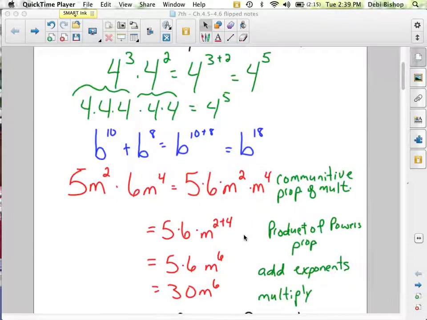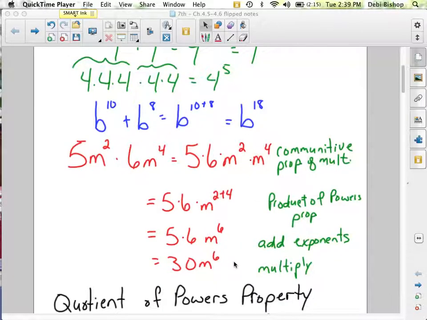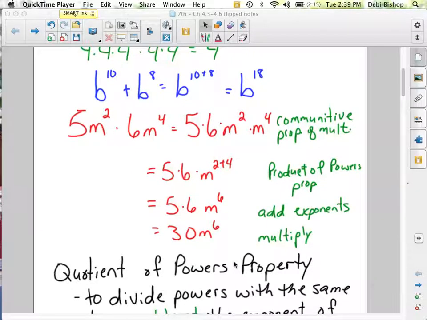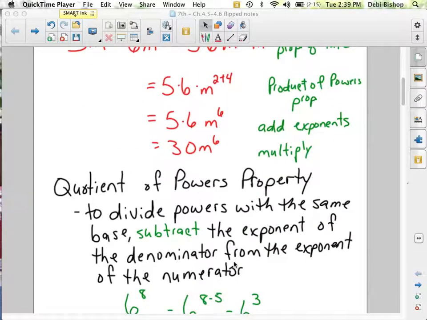Then because of my product of powers property, I'm able to combine my powers with the base of m. So I have 5 times 6 times m raised to the 2 plus 4. I add my exponents, 5 times 6 times m to the 6th, and then I multiply 5 times 6, and I get 30m to the 6th power.